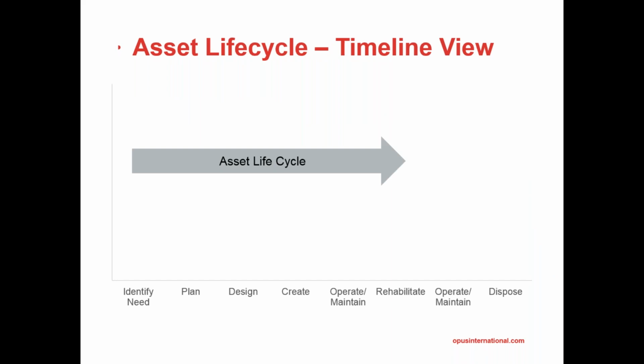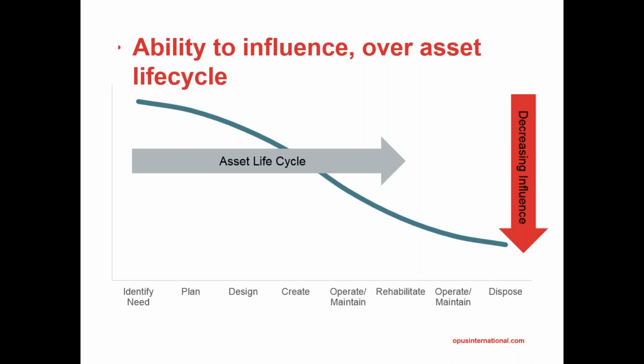Just to show that life cycle in a slightly different way, I want to show a timeline view. So this is just a stretched out view. The reason I want to show this is to emphasize just how much your influence over the costs and the risks and your level of service can decrease throughout the life of your asset. Right up front, when you're identifying the need and planning something new, you have infinite possibilities for the directions the costs and the risks can go in.